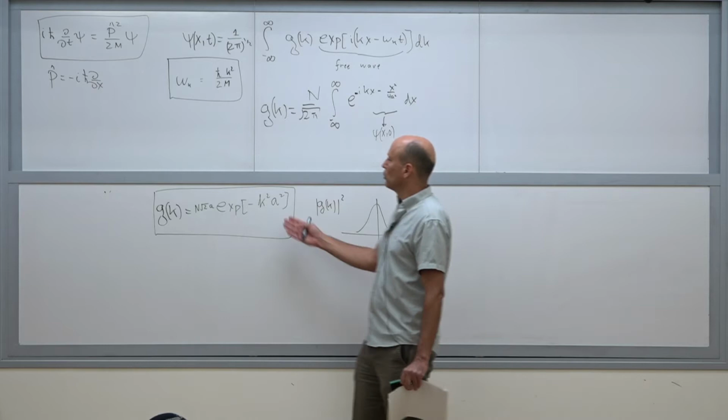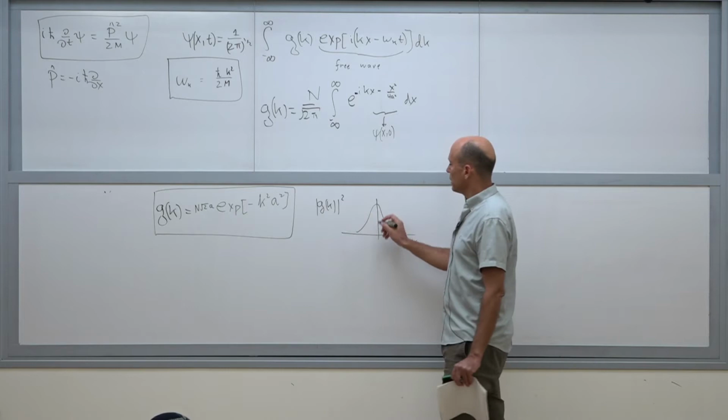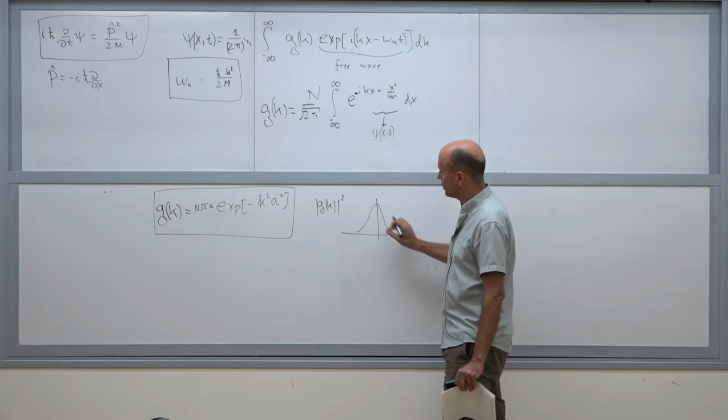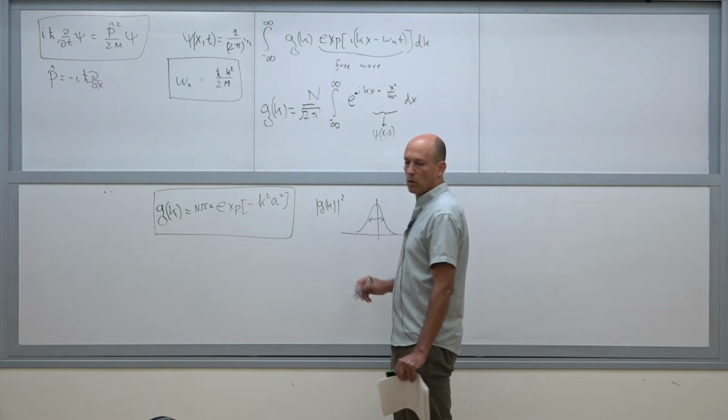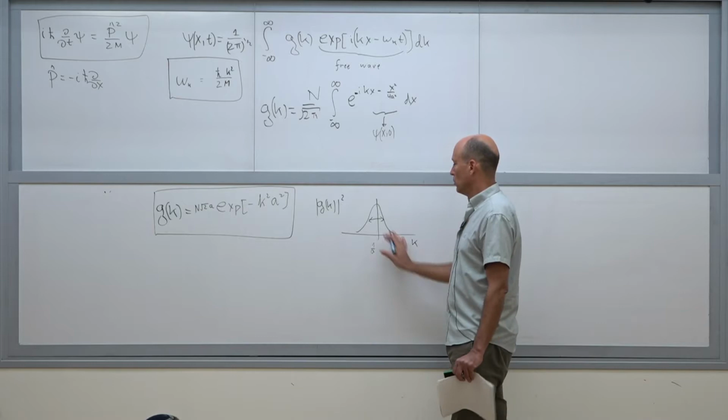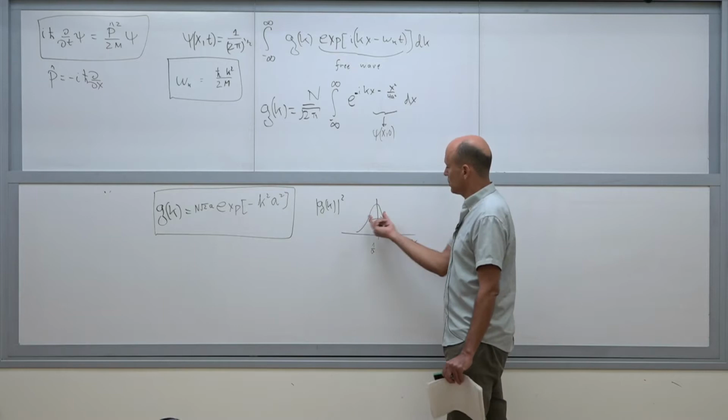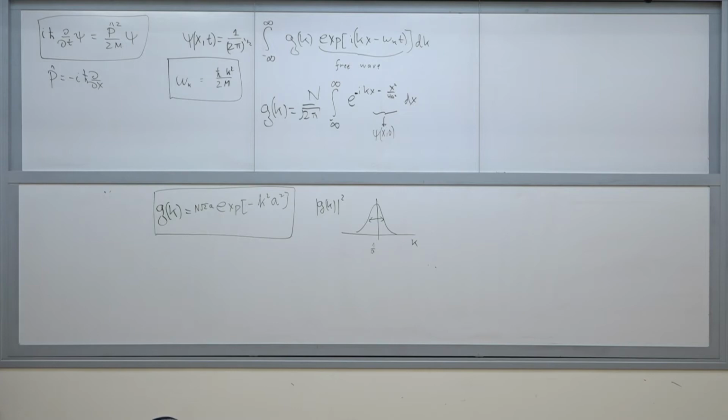If you integrate over all k, you'll get to unity, and it just means that the highest probable momentum component is 0, but you have some components of order, what is the width here? Order of 1 over a. Yeah, this width, if you take, for example, the maximum half width, is roughly 1 over a. So here you saw, in some sense, the uncertainty relation.